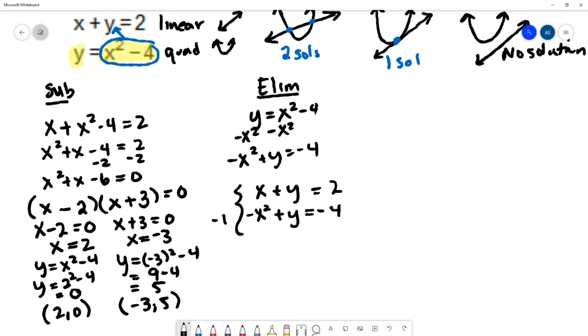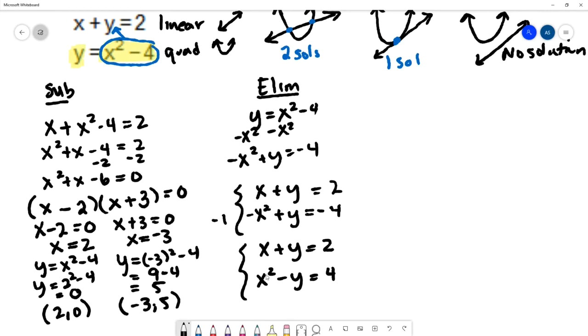Either one. I'm doing it to the second equation, and now my new system is x plus y equals 2, x squared minus y equals -4. So now we have the y terms with the same coefficient and the opposite sign. Now I'm ready to add the equations together. And when I add the equations together, one of the variables will eliminate.